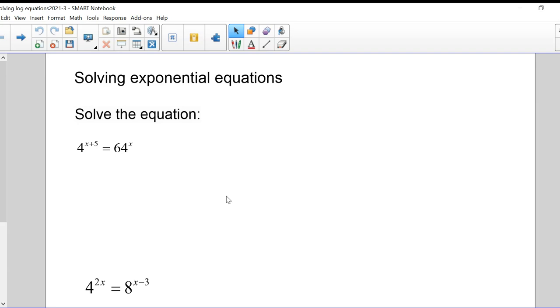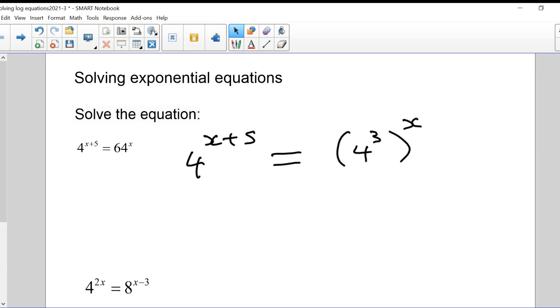And so both of you together are making a lot of sense. What I'm going to do is take that 4 and leave it as 4 to the power of x plus 5. But then I'm going to make that 64 4 to the power of something. What thing is that? That's the same thing as 64. 4 to the power of 3. Good.